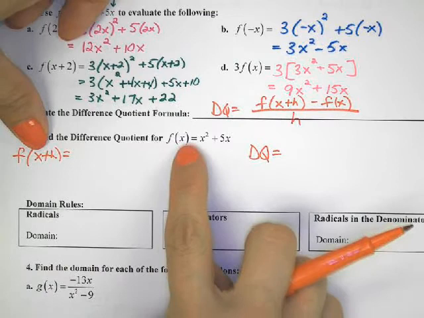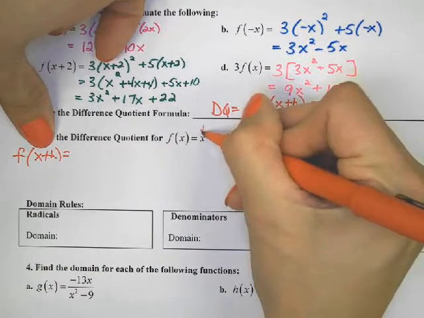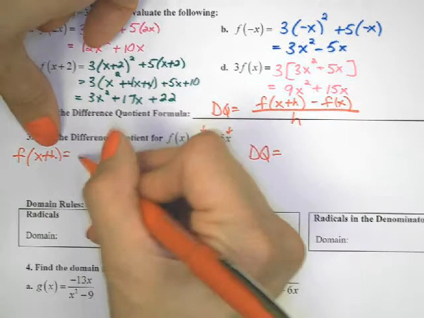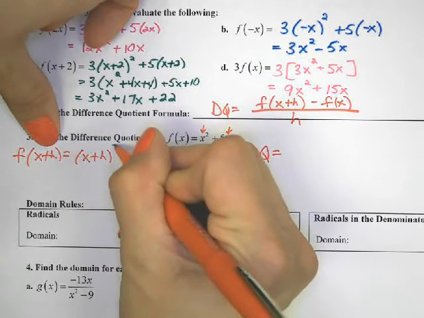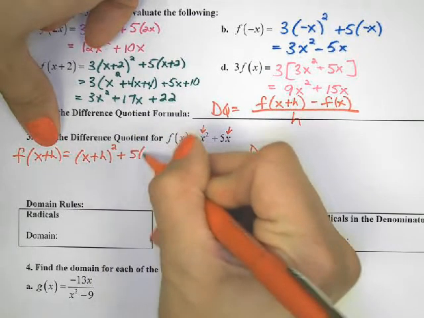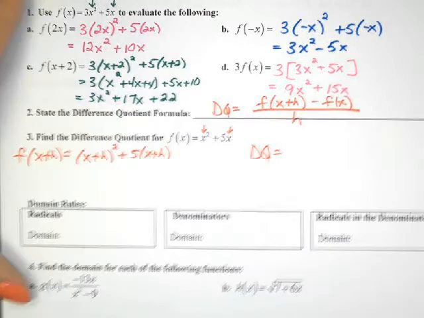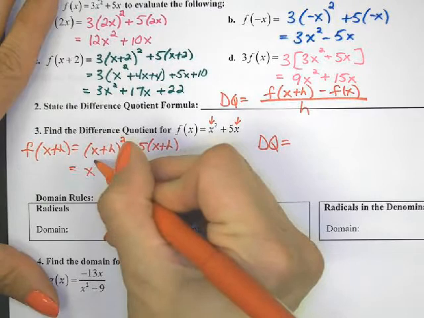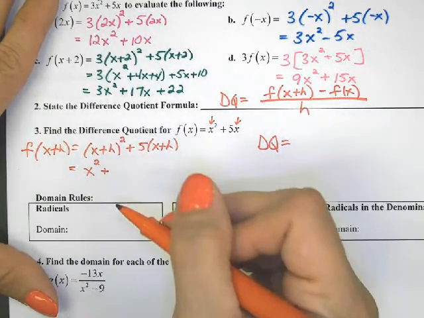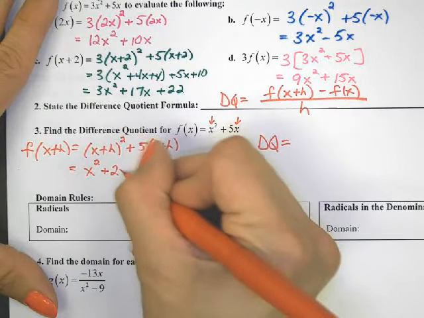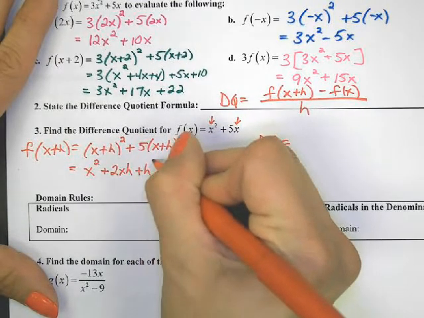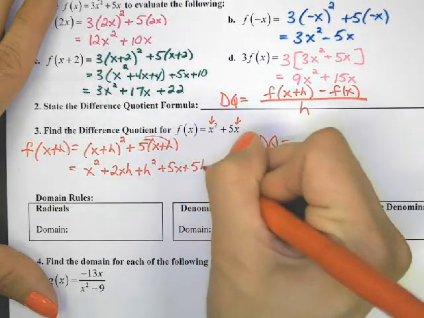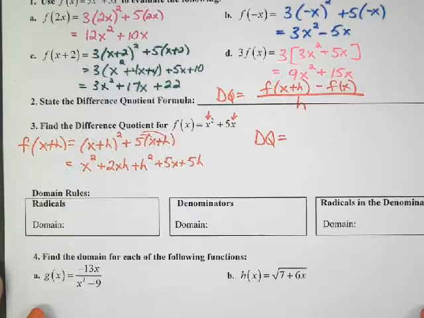So first, plugging in a quantity, I have to square my input plus 5 times my input. So first I have to take my input and square it plus 5 times my input. Let's go ahead and take the quantity there and square it. So that's going to be x squared plus outers and inners, good, 2xh plus h squared. Then let's distribute the 5. There we go. Okay, now it's time for the difference quotient.